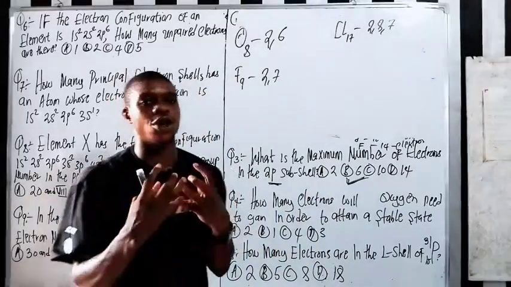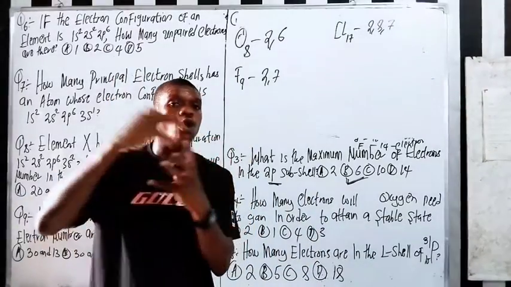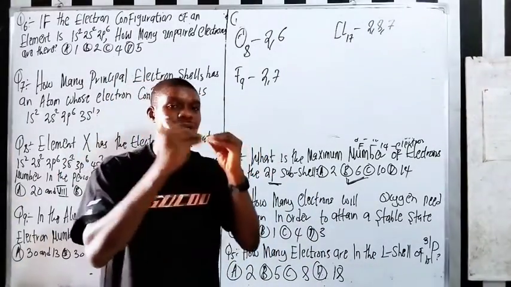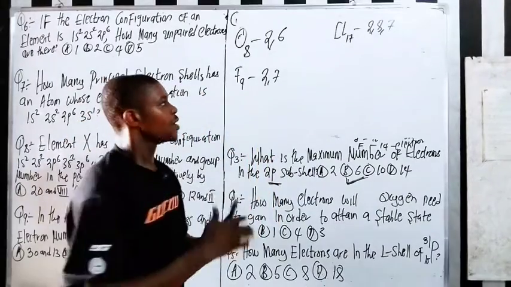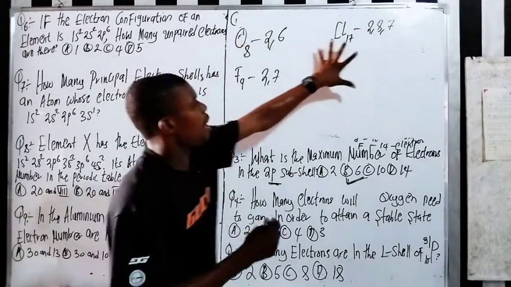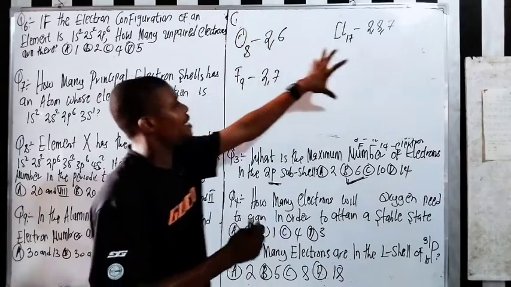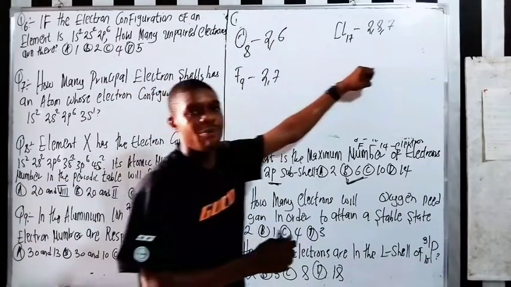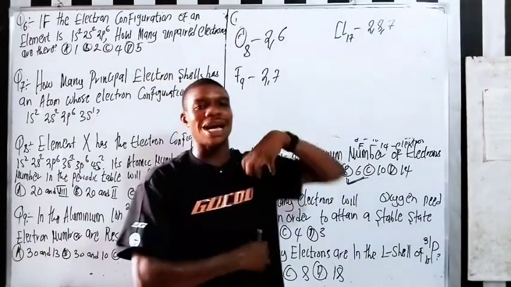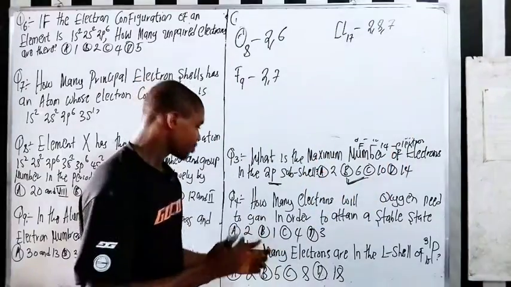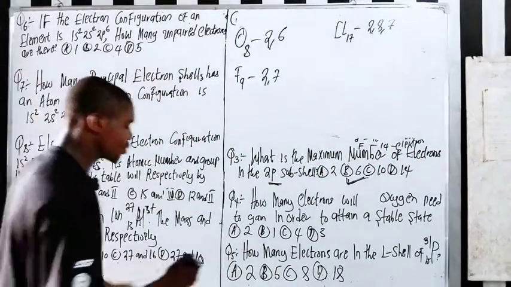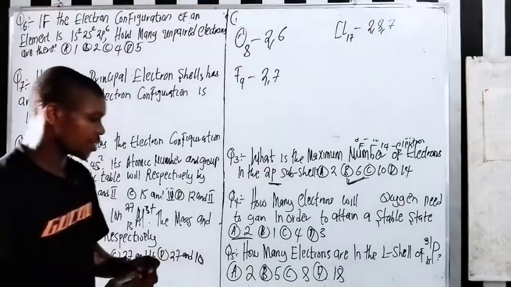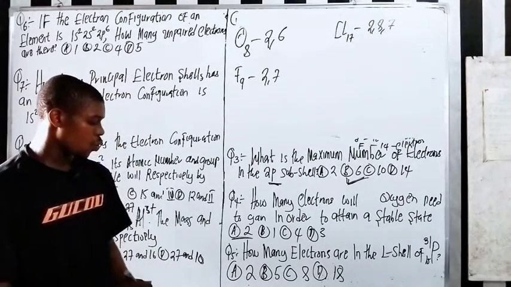So the number of electrons an atom gains or loses in order to obtain the octet is what determines its combining power. Now, the atoms or elements that gain electrons are called non-metals, while those that lose are called metals. So the answer is 2. Let's look at question 5.